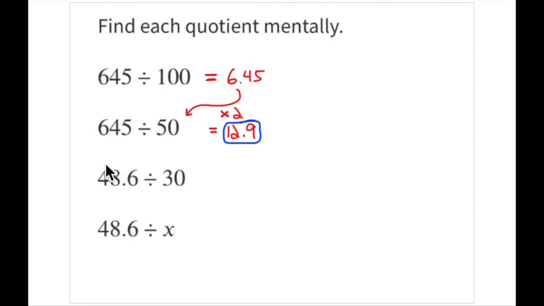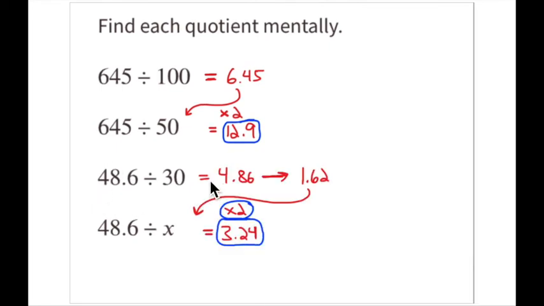And so now if you go down to here, 48 and 6 tenths divided by 30, look at that first as 48 and 6 tenths divided by 10, and then divided by 3. So 48 and 6 tenths divided by 10 is 4 and 86 hundredths. And then divide that by 3, 48 right there, divided by 3 is 16, which is right there. And 6 hundredths divided by 3 is 2 hundredths. So that's 1 and 62 hundredths.